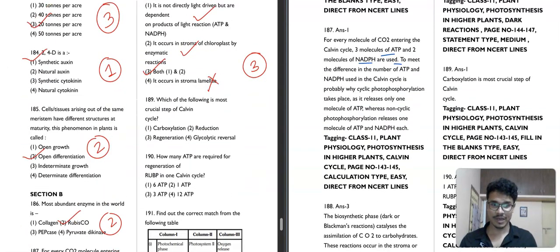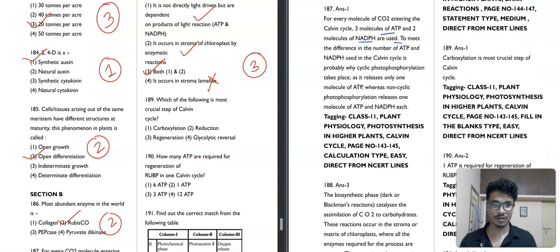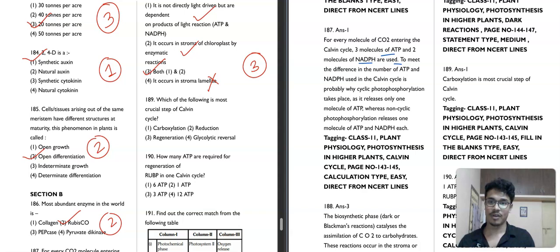Then question number 189. Okay, 188 we just solved, and 189. Which of the following is the most crucial step in the Calvin cycle? You know that carboxylation, the first step, is the most crucial step in the Calvin cycle.